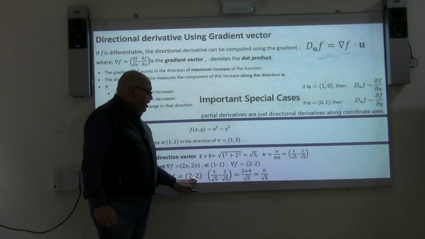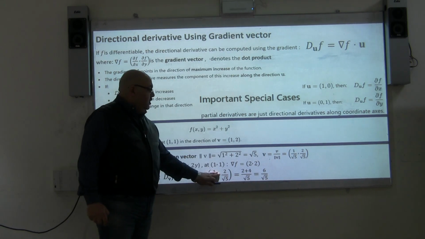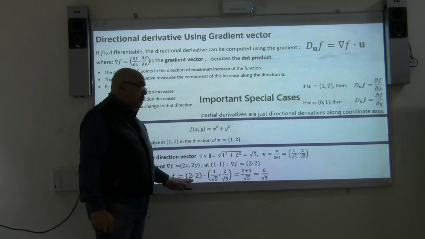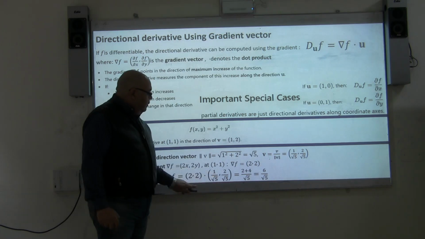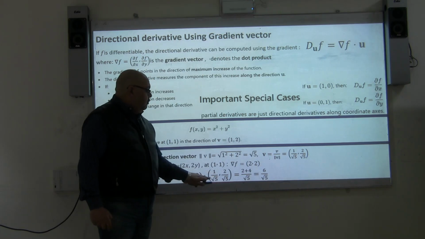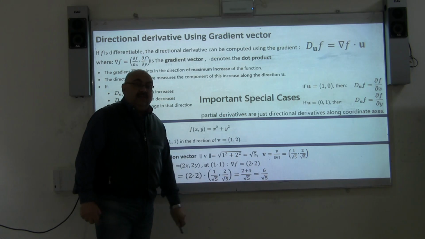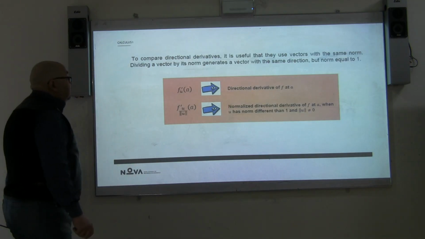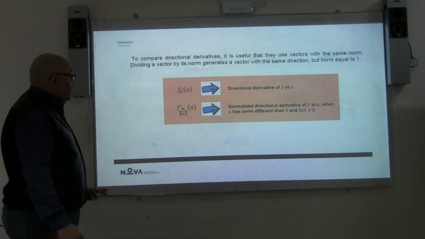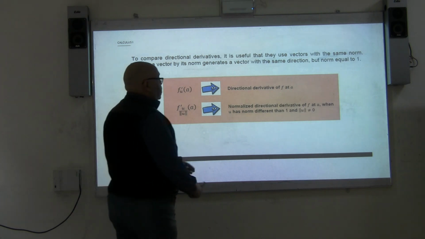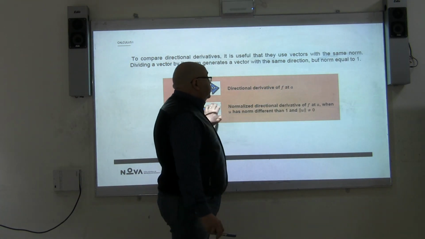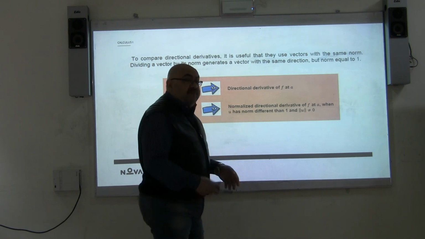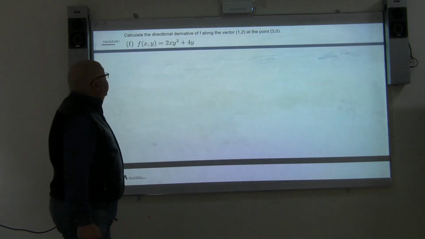So that's the gradient vector times the unit vector, multiplying them together. I will multiply the first component by the first component, plus the second component by the second component. This is why you have 6 over root 5. By the same idea, once more, I can evaluate the directional derivative of f at a, and I can evaluate it using the unit vector. It is favorable in the case of comparisons.